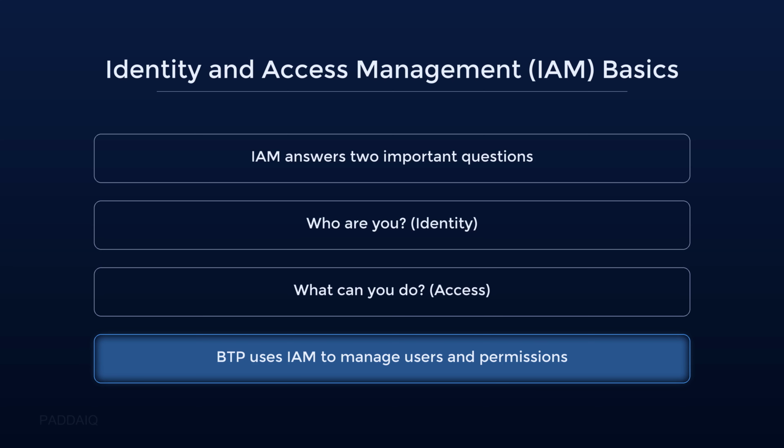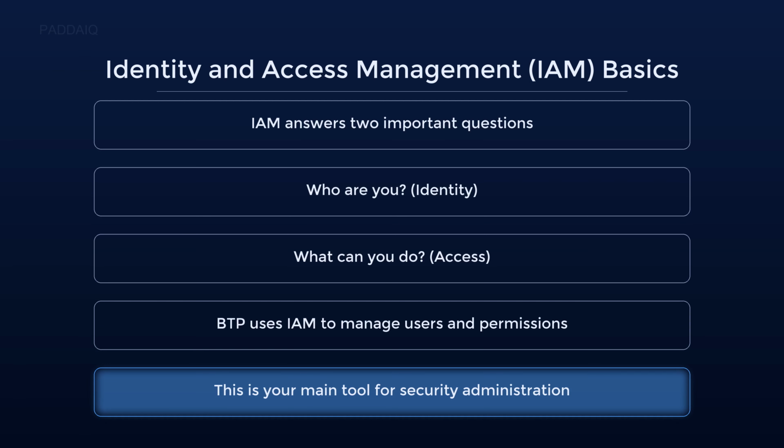BTP uses IAM to manage users and permissions. This means it controls who can access services and what actions they are allowed to perform. For example, you can grant a developer permission to deploy applications but restrict them from viewing financial data. This centralized control ensures secure and efficient access management across your BTP landscape.